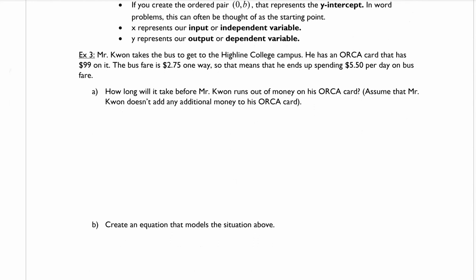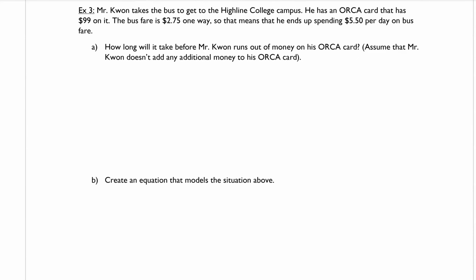So there's a lot of information there. How are we going to go about tackling this question? Well, we know that on my Orca card, I have a total of $99. And I know that each day I am spending $5.50. So maybe it would be helpful if we made an input-output table.